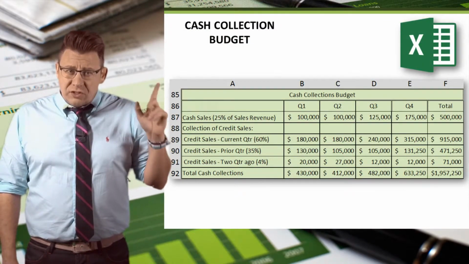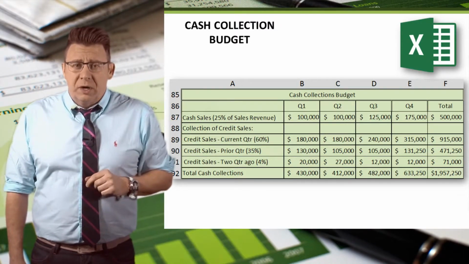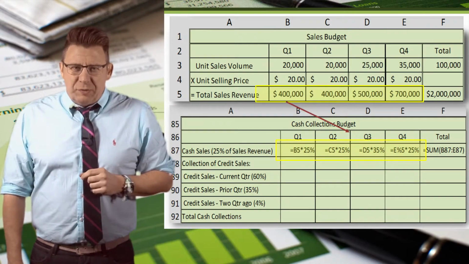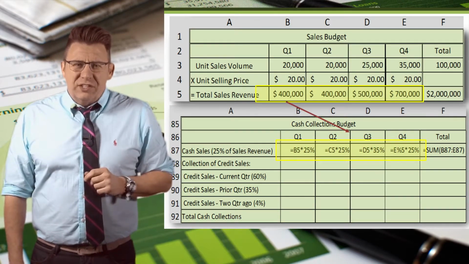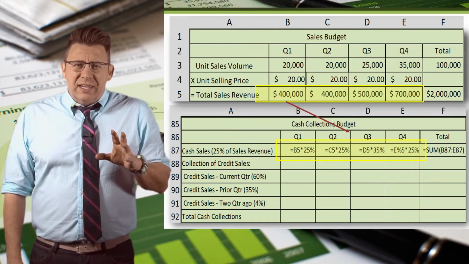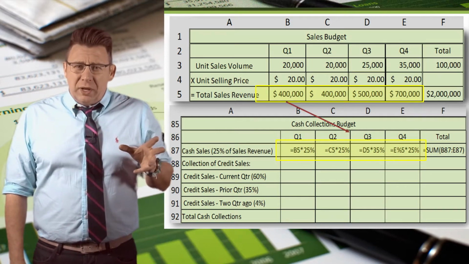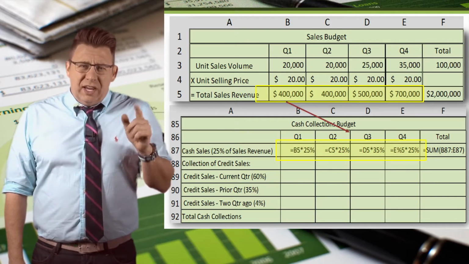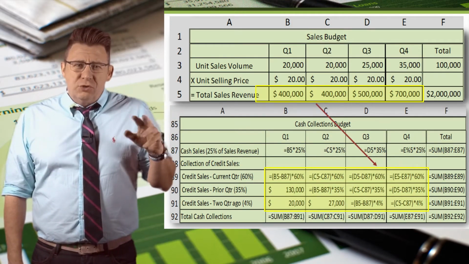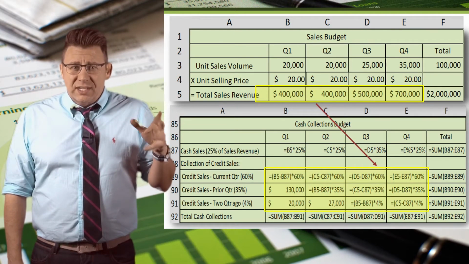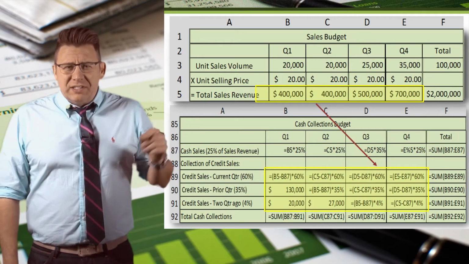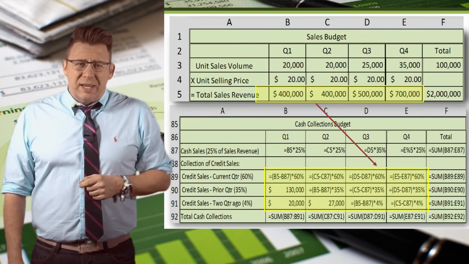Notice the column letters and the row numbers. We need to reference this as we build our budget in Excel. Here we have both the sales budget and the cash collections budget. We start by linking the two budgets together. Cash sales in the cash collection budget is calculated by using a formula linking sales revenue in the sales budget. Then we enter formulas to calculate the amount of credit sales collected in each quarter. You can see the formulas here. Finally, some of these numbers I've just assumed because I want to keep the examples straightforward.